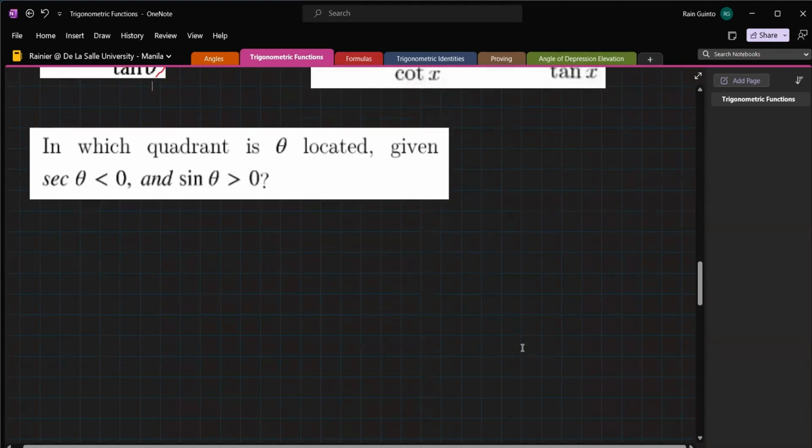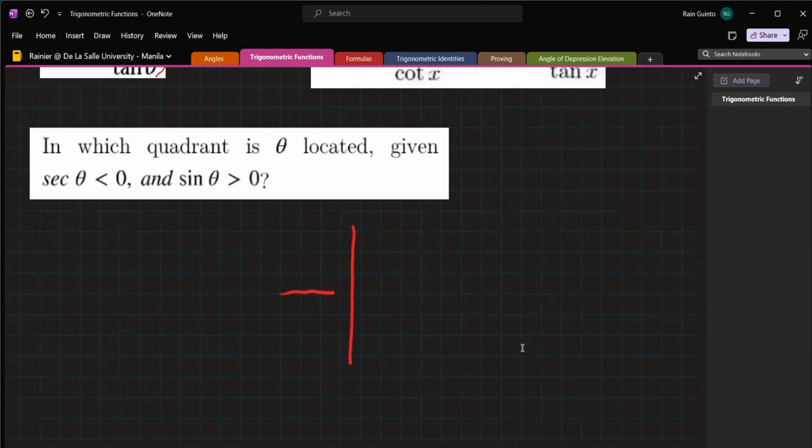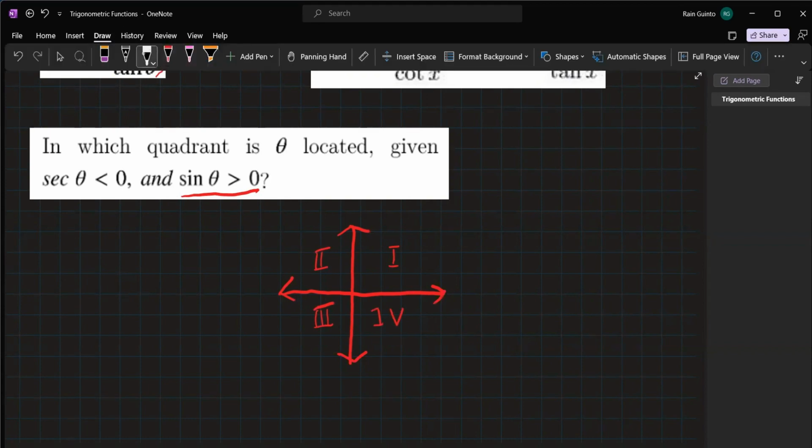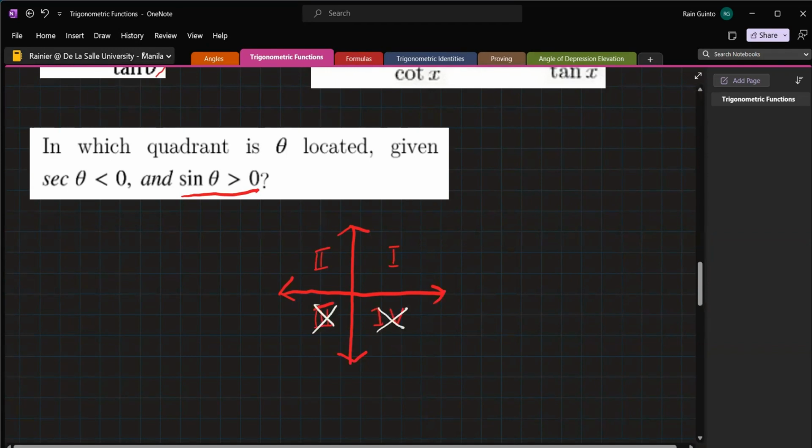In which quadrant is theta located, given that secant theta is less than 0 and sine theta is greater than 0? Well, so now let's try solving this problem here. We talked about a while ago that sine theta corresponds to the y-coordinate of a point in the Cartesian plane. So that means that from here alone, we can say that the theta that we're looking for is only between quadrant 1 and quadrant 2. It cannot be in quadrant 3 or quadrant 4 because that would mean that sine theta must be less than 0 if they were in here. So it's either of 2.